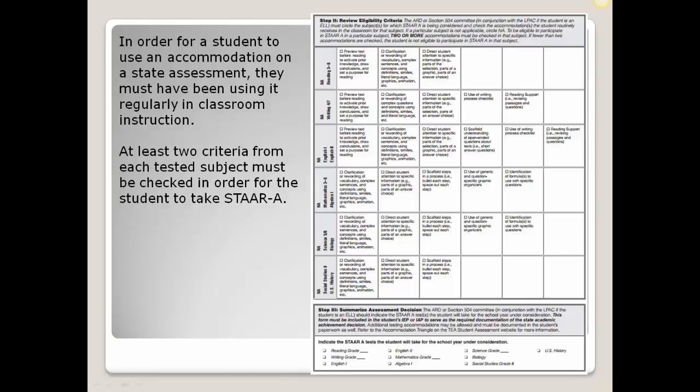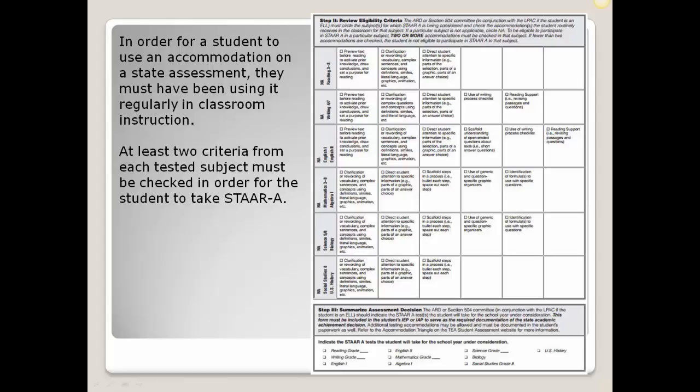All right, so turning over to the back, Step 2 is the eligibility criteria. And every student who gets an accommodation on a state assessment, and this has been true as far back as I can remember, you have to have used this accommodation at least routinely. Not every day, not every week, but at least routinely enough to know how to use it independently in order to get it on the state assessment. So depending on which test they're taking, you'll find that row.